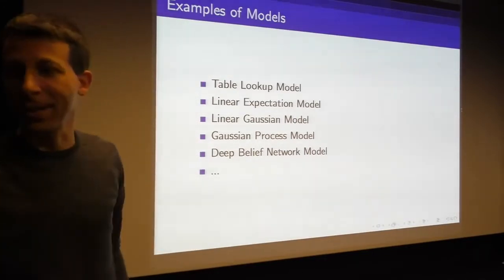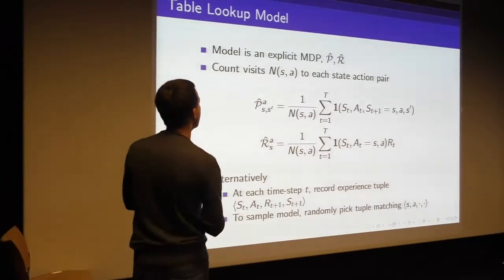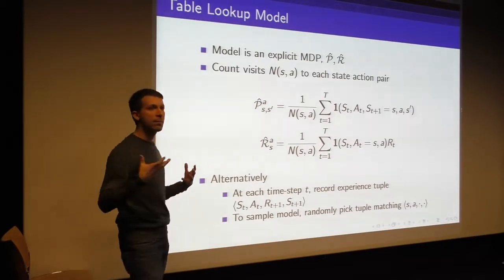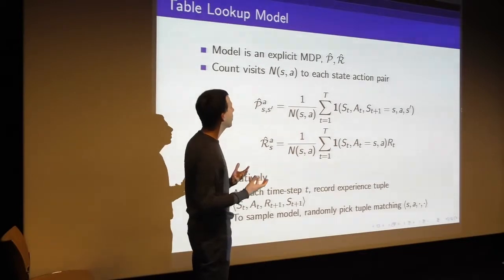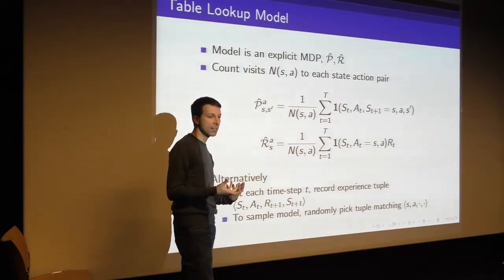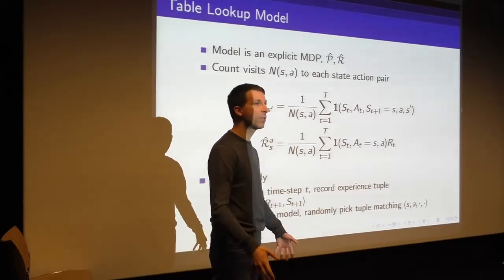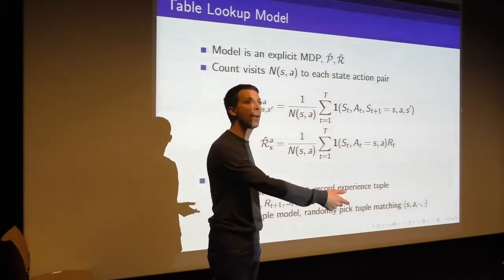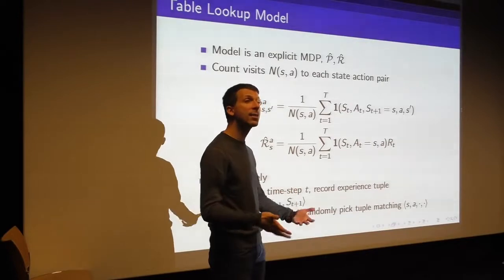That means a lot of possible things. Okay, let's consider the simplest case, the table lookup model. So what's a model now? A model is an explicit representation of the MDP. If I consider some specific state I was in, I'm going to keep a separate representation for this state of where I will go next, if I start in this state and take a particular action. All I need to do is count.